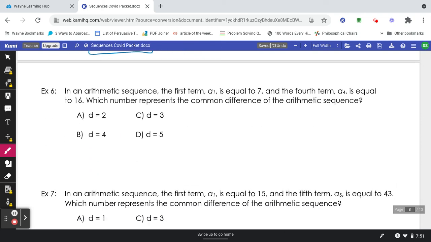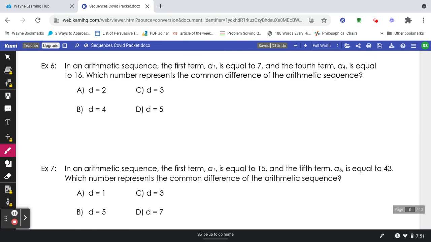On the back side, they're going to tell us whether it's arithmetic or geometric, and our goal is to find the common difference. So it tells me the first term is equal to 7, and the fourth term, so first, second, third, fourth term, is equal to 16. Which number represents the common difference? So they're asking, if I add 2 every time, will I be able to get all the way up to 16? So here's what you're doing either on your paper or in your head.